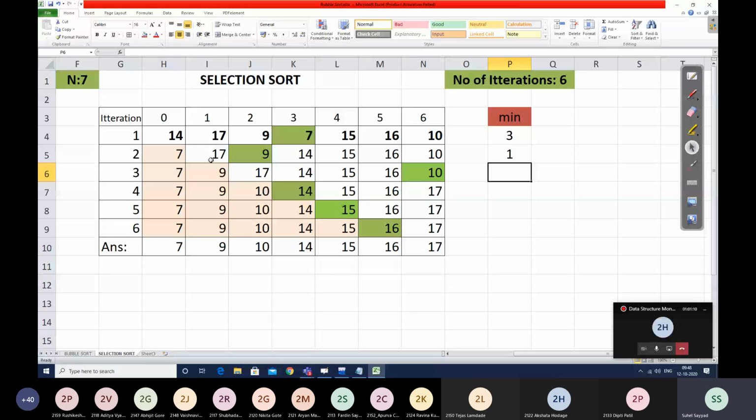So I assume initially my mean as 1. Is my screen visible, my dear students? Yes, sir. Okay.